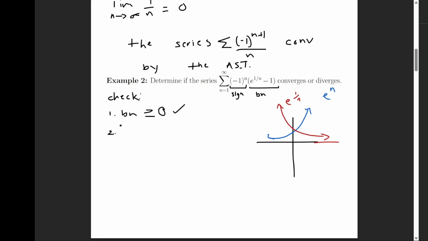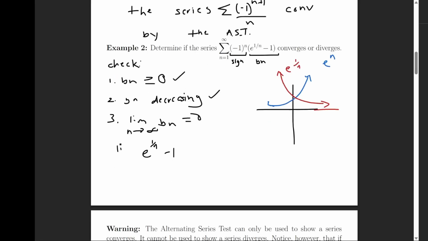Okay, second one: is b sub n decreasing? Well, we look at the graph, and yes, it's decreasing. So that's a check. And then we check the third one: limit of b sub n equal to 0. So our b sub n equals e^(1/n) minus 1.